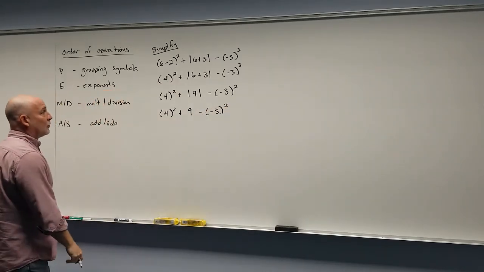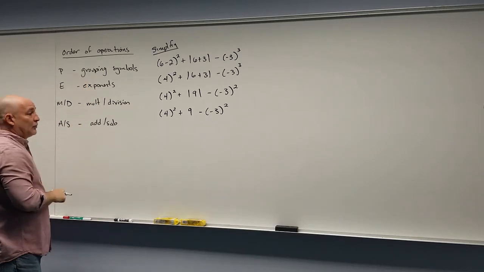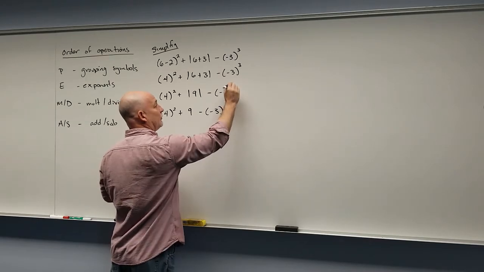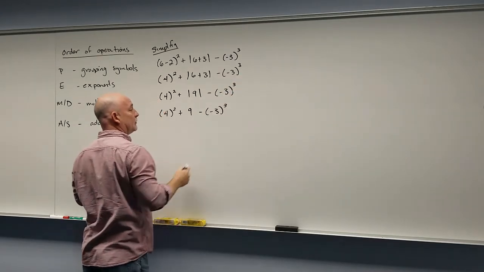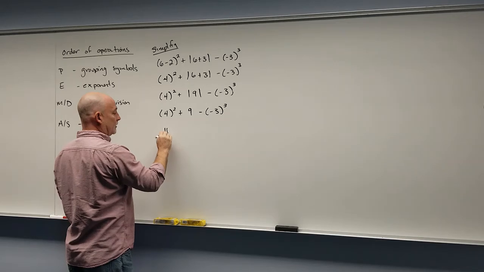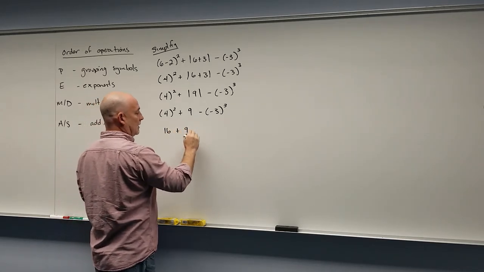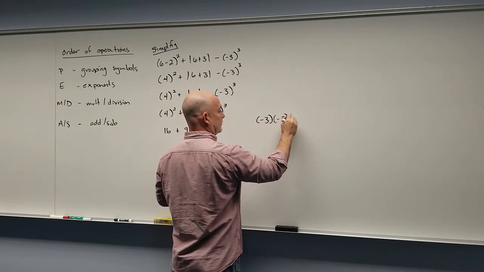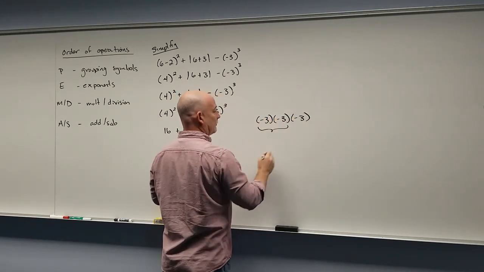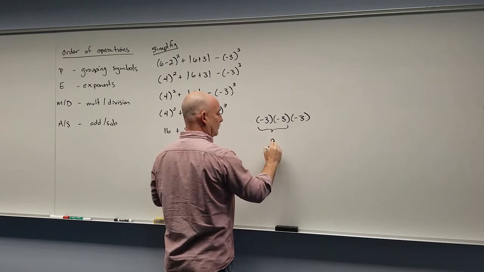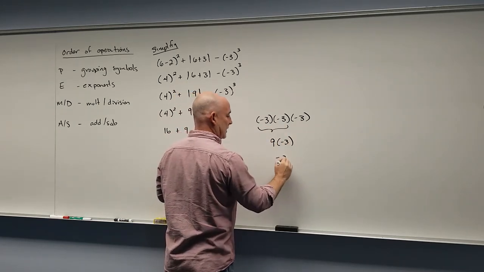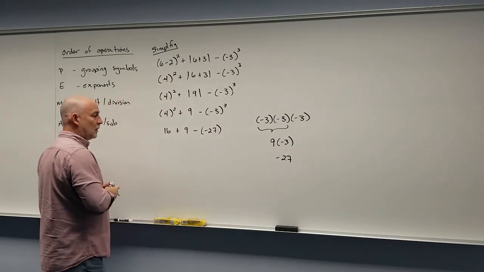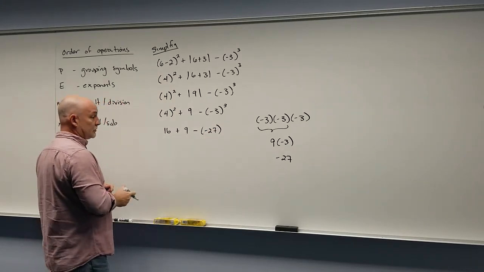Okay, now we don't have any more grouping symbols, so we move down to exponents. So we do have a couple of exponents. Those are 3's out there. Let's see, 4 squared would be 16. Now, minus, what do we have here? Well, again, this is negative 3, negative 3, negative 3. If we do the first two, negative times negative gives me a positive 9, times negative 3 would be negative 27. All right, now we're down to addition or subtraction.